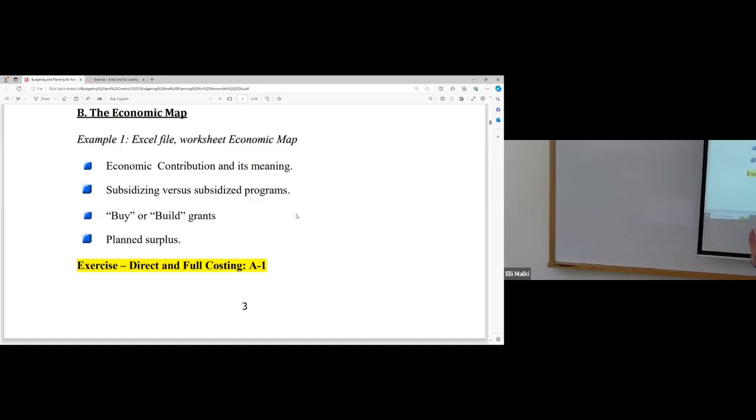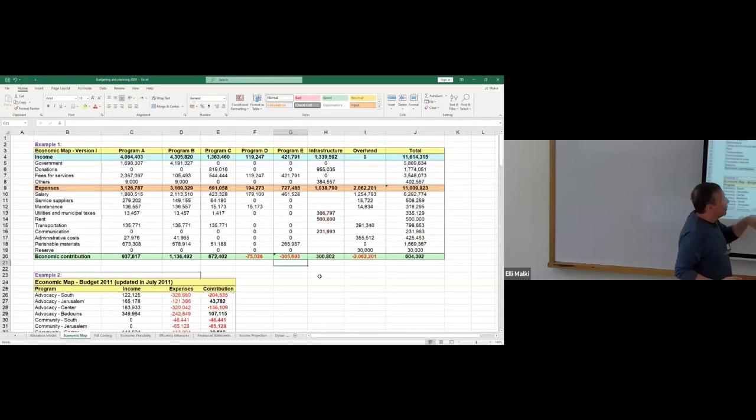But also for prioritization, because when you look at this economic map, let's see it again, and we look at program E with a negative economic contribution, it is a subsidized program. It means that other programs have to subsidize it.